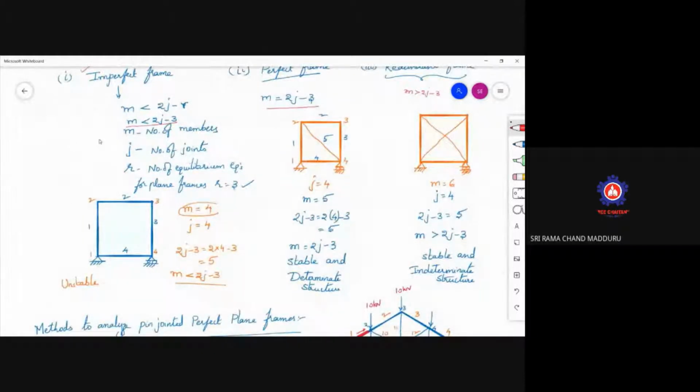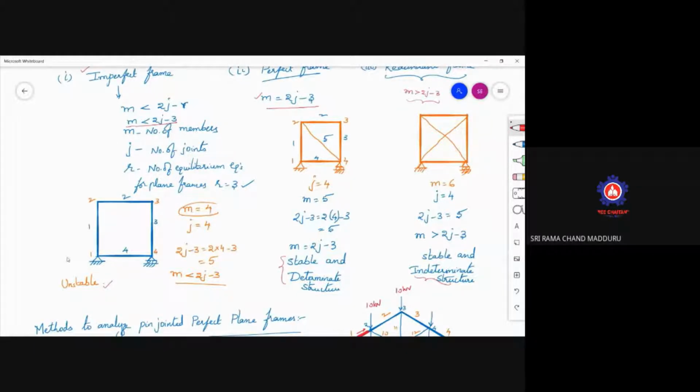So if m is less than 2j minus 3, then that is called an unstable structure. When m is equal to 2j minus 3, this will be referred to as a stable and determinate structure. When m is greater than 2j minus 3, this will be referred to as a stable structure, but however, it is becoming indeterminate.